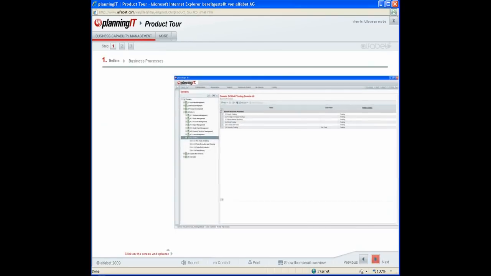Business processes. Here we see that by clicking on Business Processes in the previous screen, a list of all business processes supporting the business capability, trading, are displayed. The user now understands what business processes would be affected if activities around the trading business capability would be initiated.